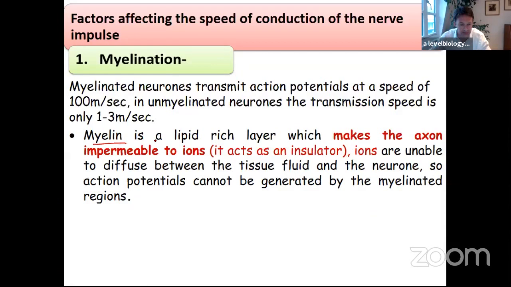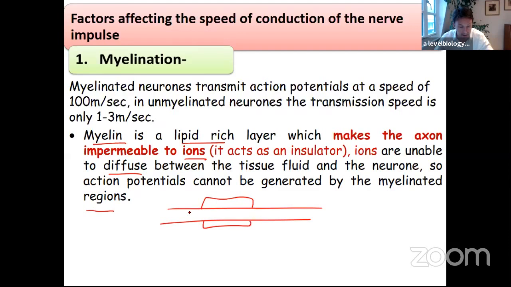Myelin is your lipid-rich layer, which makes the axon impermeable to ions. The ions can't diffuse from the tissue fluid into the neuron because they're blocked by the presence of the myelin sheath. So the action potential can't be generated in the myelinated region. It has to jump its way from node of Ranvier to node of Ranvier, causing an increase in length of the local circuit.